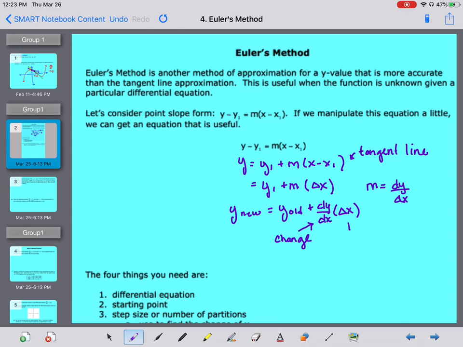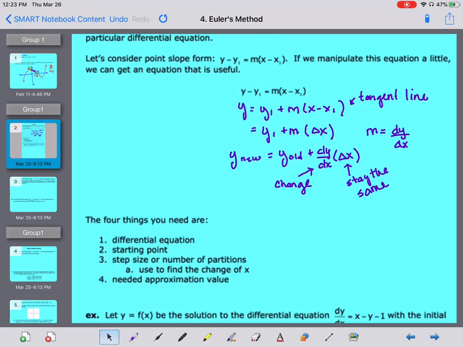But our change of x, we're going to actually determine what our change of x is, and that change of x is going to stay the same for all repeated tangent line approximations. Just like with Riemann sums, our change of x stayed the same with the exception of dealing with a table. Okay, so there's 4 things that we need to know up front in order to find the equation of a tangent line and apply Euler's method.